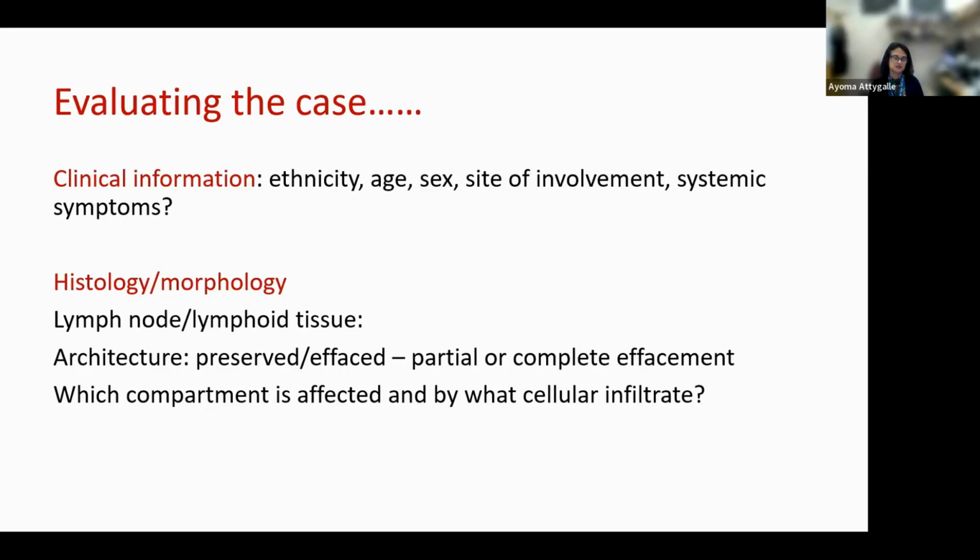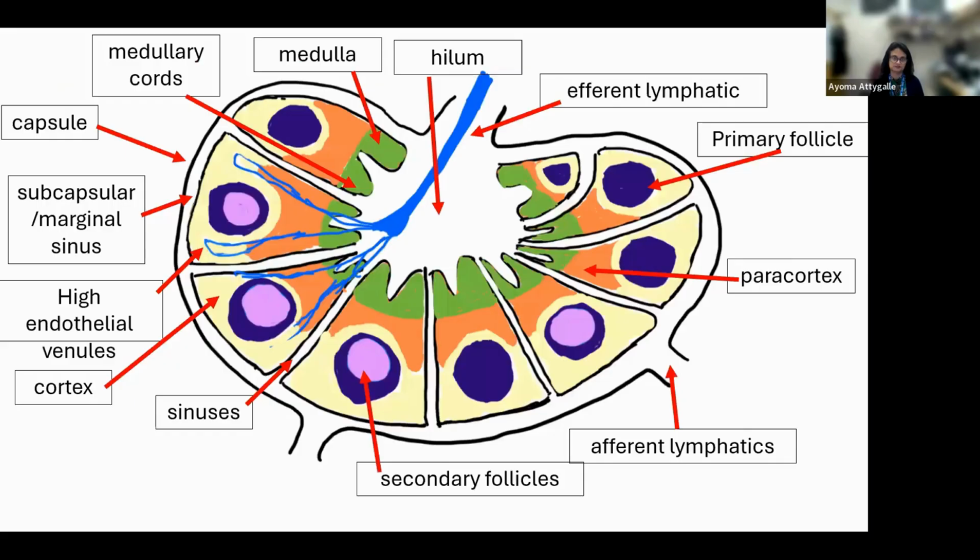But when we assess histology or morphology, today my emphasis will be mainly nodal. So if you take a lymph node, you have to assess to see, is the architecture preserved or is it effaced? And if it is effaced, is there partial or complete effacement? And we have to also assess to see which compartment is involved and by what cellular infiltrate.